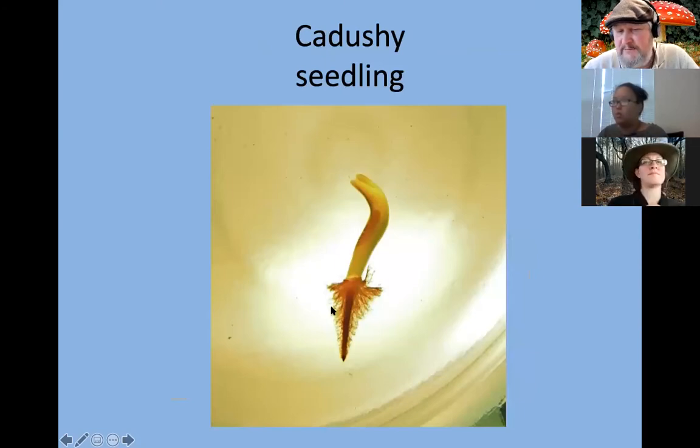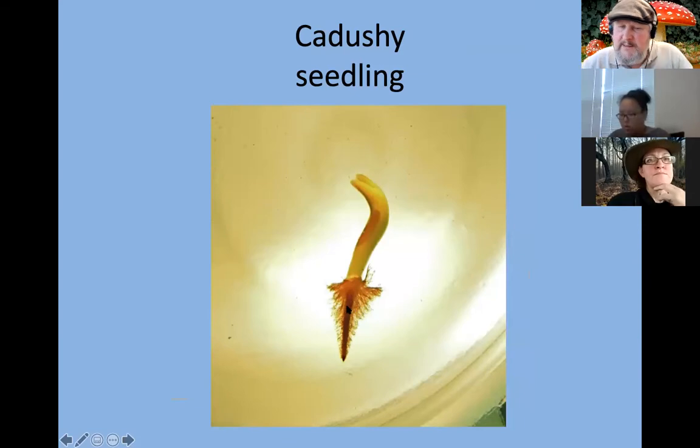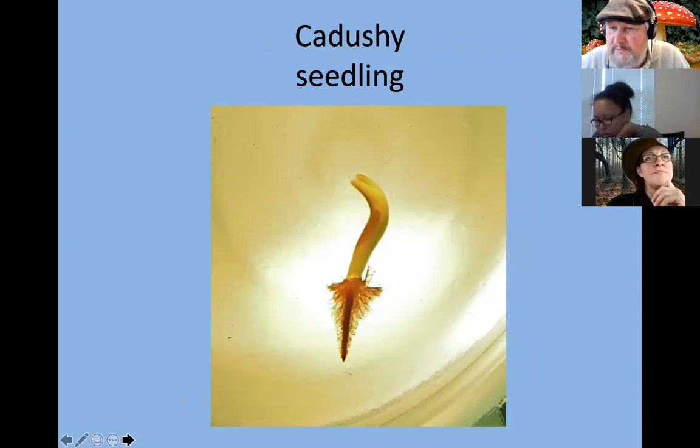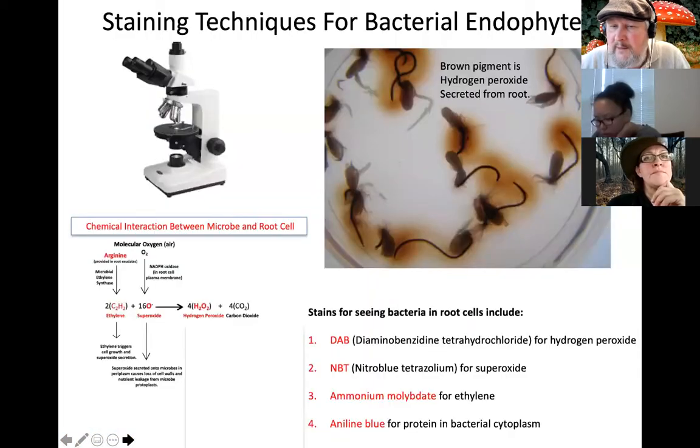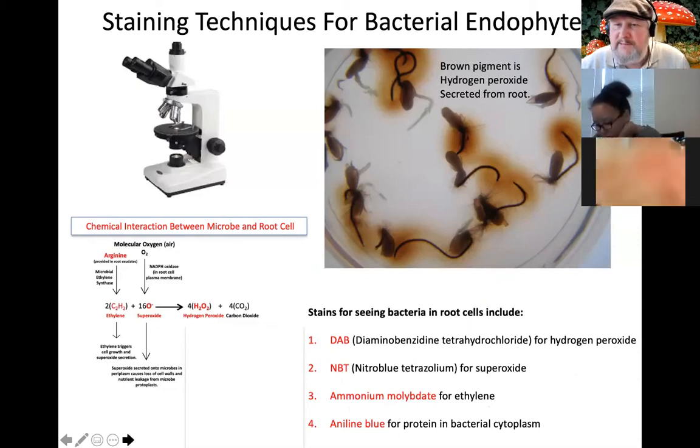This one is stained so that we can see the bacteria inside the roots below, and you can see the hairs coming out. Those are the root hairs. These roots and root hairs contain bacteria already. You won't see them, but we use special stains, which I list below. One is DAB for hydrogen peroxide, and NBT. We don't talk about ammonium molybdate for ethylene, because these microbes produce ethylene, and I'll talk about that. Aniline blue is for protein, because these microbes will have protein in them, and you can stain them with these different kinds of stains.